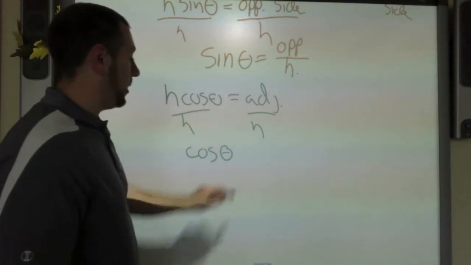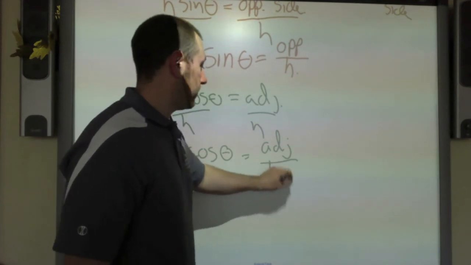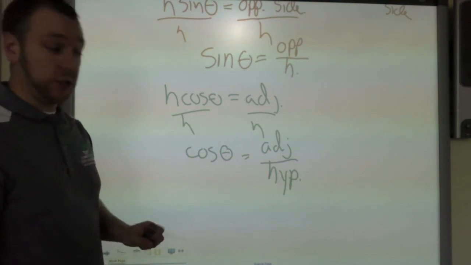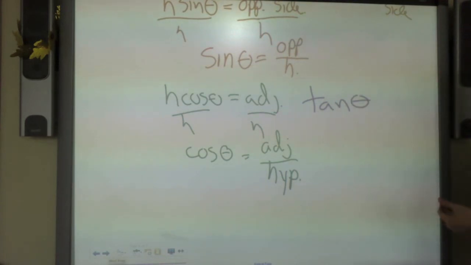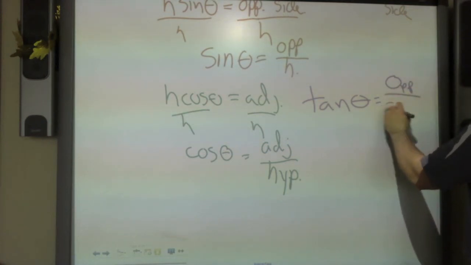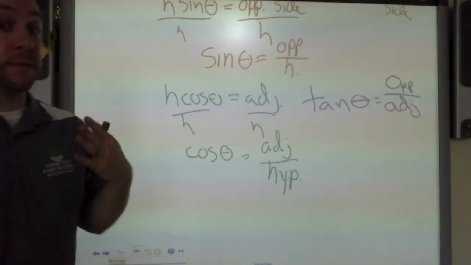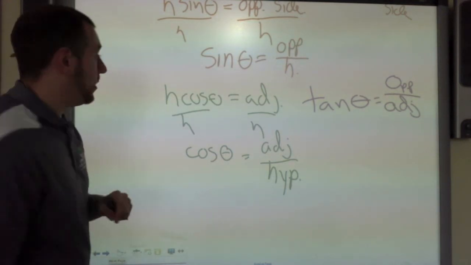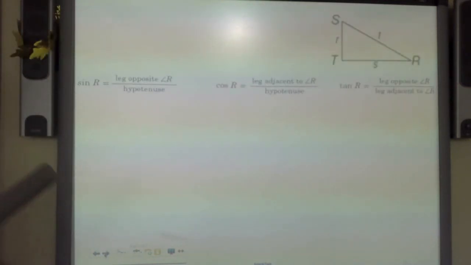I can repeat the process with the cosine. The cosine equals that length of that adjacent side. Now if I divide by h, I get the cosine of theta equals the adjacent side over the hypotenuse. And the tangent function of any angle can be found by taking the opposite side and dividing by the adjacent side.